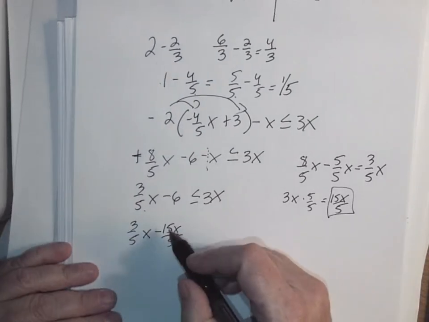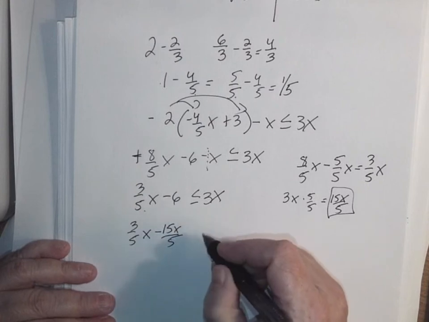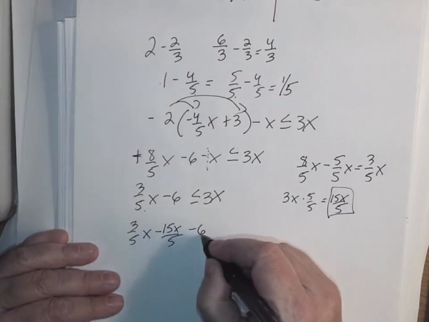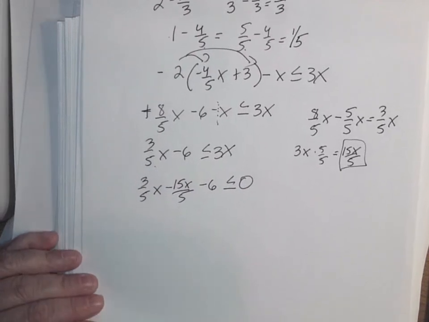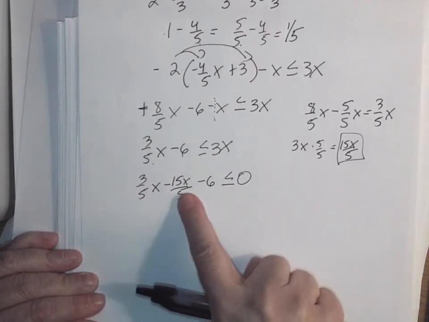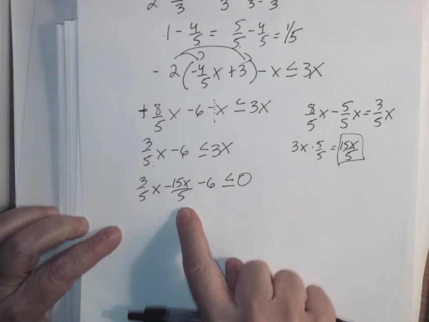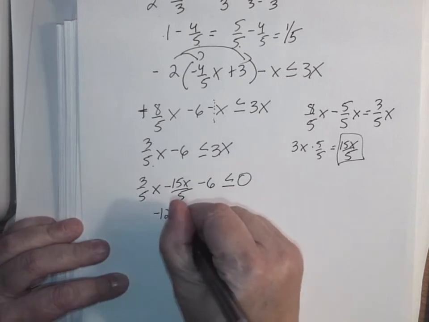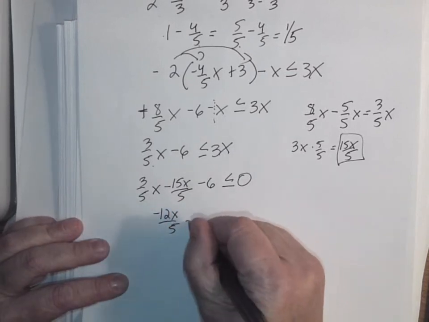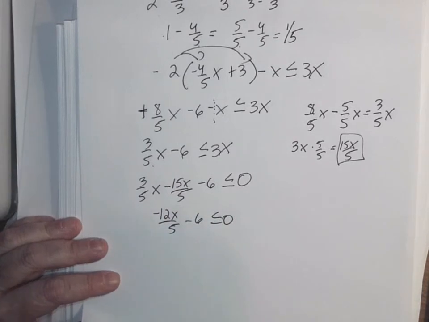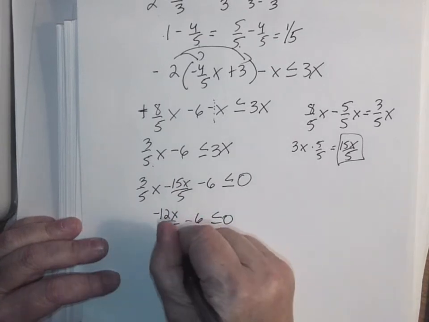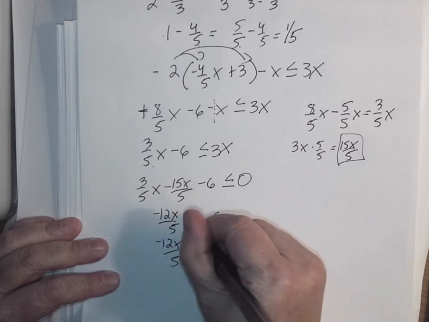All right, minus 6 is less than or equal to 0. Don't let that 0 bother you right now. So let me combine these fractions because I can, because they have the same denominator. Negative 12x over 5 minus 6 is less than or equal to 0. I'm going to put the 6 on the other side, right? So I'm going to add a 6 to both sides, so this becomes 6.